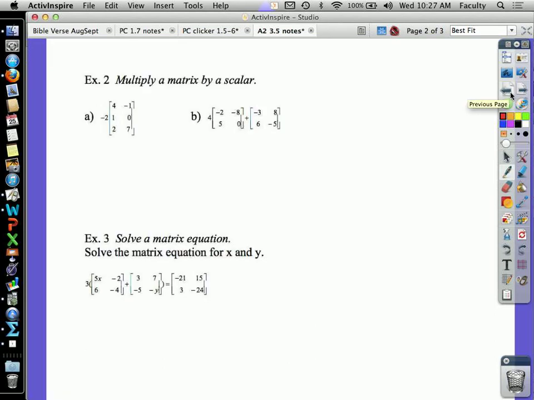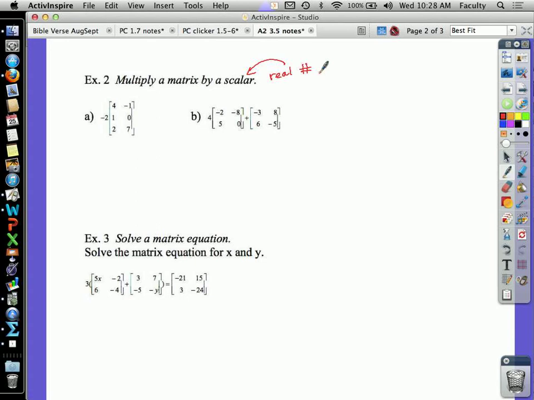And with example 2, it says multiply a matrix by a scalar. And what I need to tell you, the word scalar means real number. In this lesson, we are just doing addition and subtraction of matrices and then taking a real number times a matrix. Tomorrow's lesson, we're going to learn how to multiply matrices. It's a little unusual.